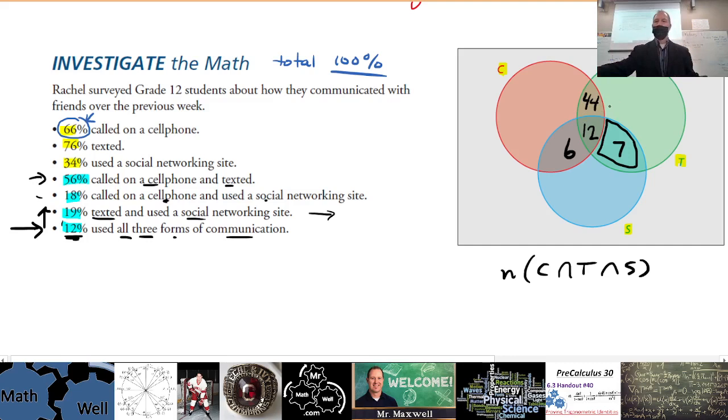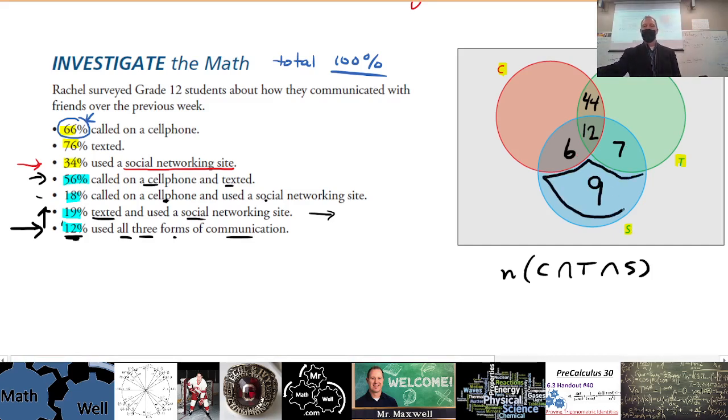44. Okay? So you can see how it's easy just to add to that middle one always. Add to the middle one. All right, last three. Let's take care of the last three here. So 34% use the social networking site. So remember, that's the entire circle of S has to be 34. So I have 12 and 6 is 18, and 7 is 25. So I need 9 in this section. Okay, this is social networking site only right here.